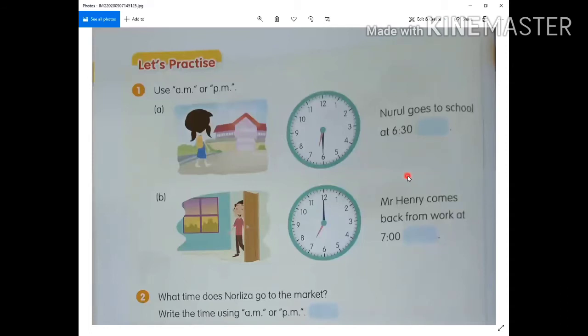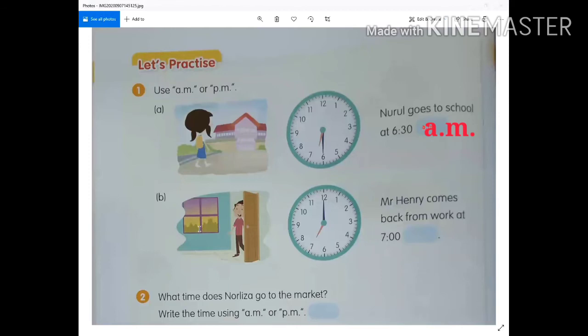Let's practice, page 52. Number 1, use AM or PM. Part A. Look at the picture, then look at the clock and the sentence. Nurul goes to school at 6:30. Of course, the answer is AM. Good.